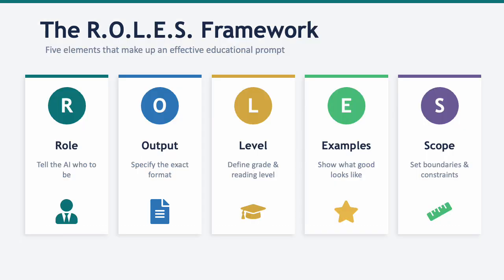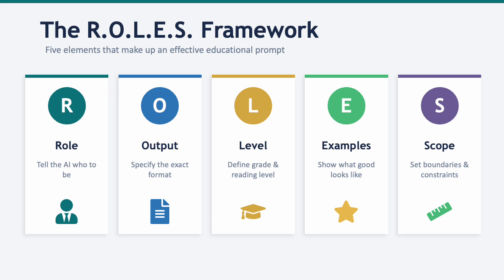Now let's talk more in detail about the roles framework, the 5 elements that make up an effective educational prompt. Each letter represents one dimension of a well-crafted prompt. Roles stands for 5 elements. R stands for role. It tells the AI who to be. The O is for output. It specifies exactly what you want back.